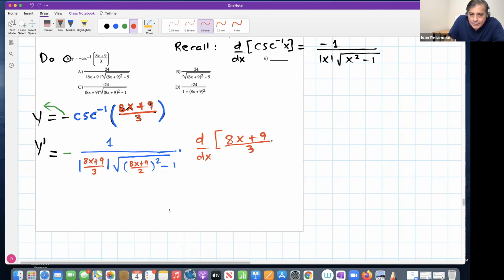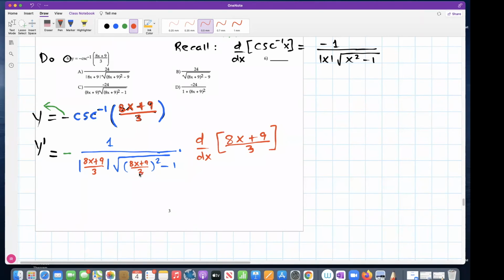And by the way, can anyone tell us what this derivative is? Derivative of the inside function? 8 over 3, Professor. Excellent. You noticed I wrote it wrong on that square root part, I wrote 8 over 2. Nice catch, Gonka, thank you. A little tail was missing there. Yes, 8 over 3. Very good, guys. Excellent.